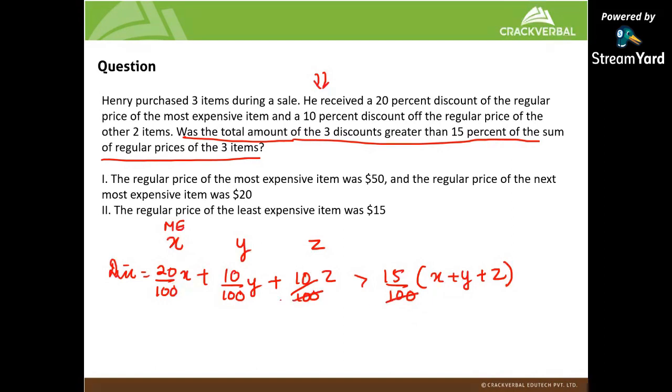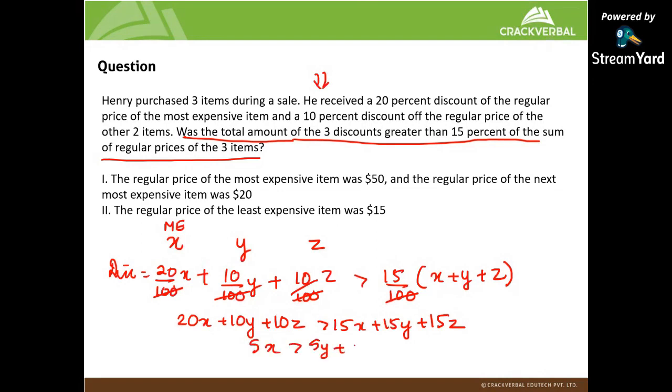So I can knock off the 100 throughout, multiply the entire equation by 100. So I have 20x plus 10y plus 10z is greater than 15x plus 15y plus 15z. I'll take the x to the left and the y and z to the right. So 5x is greater than 5y plus 5z. So x is greater than y plus z. You see, that's what the question is actually asking me.